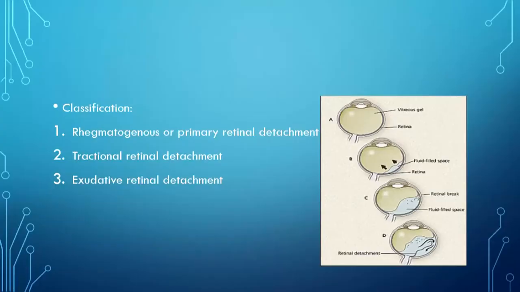First, we need to classify retinal detachment, and there are three types: rhegmatogenous or primary retinal detachment, tractional retinal detachment, and exudative retinal detachment. Apart from these, there are combinations of detachments which occur, but mainly we need to know about these three.